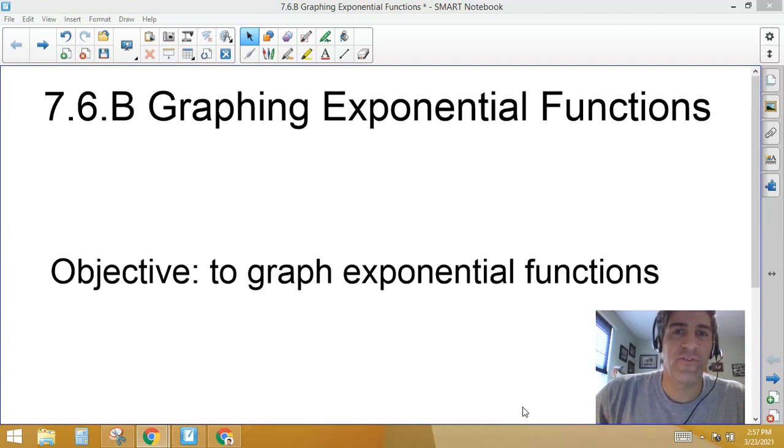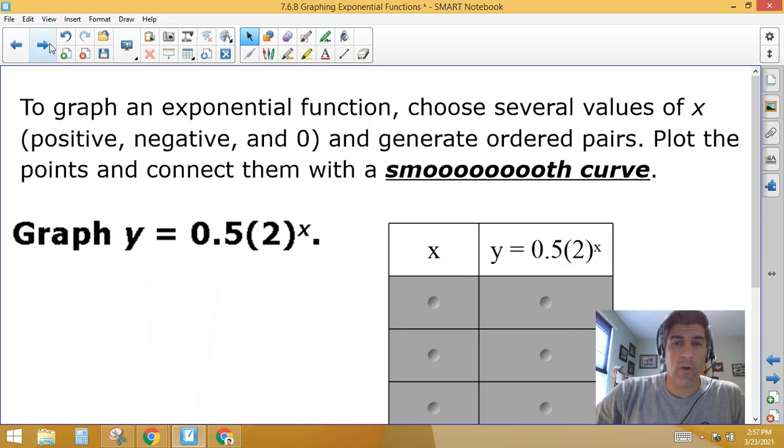Hey everybody, on to 7.6b, graphing exponential functions, and our objective is to graph exponential functions. So here's how to do it. To graph an exponential function, we used to do this by hand, but things are slowly changing. You're still going to go through this process pretty much, though.